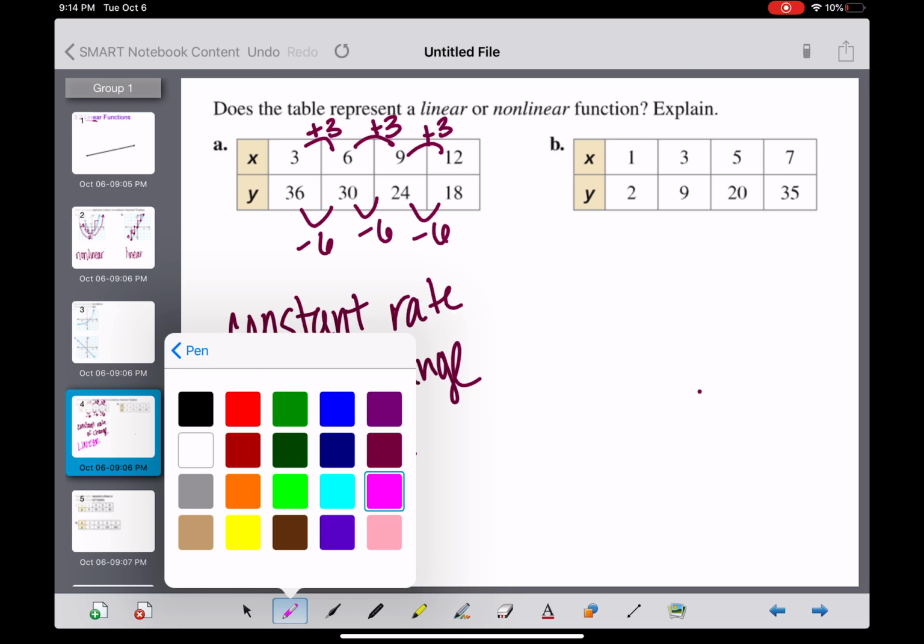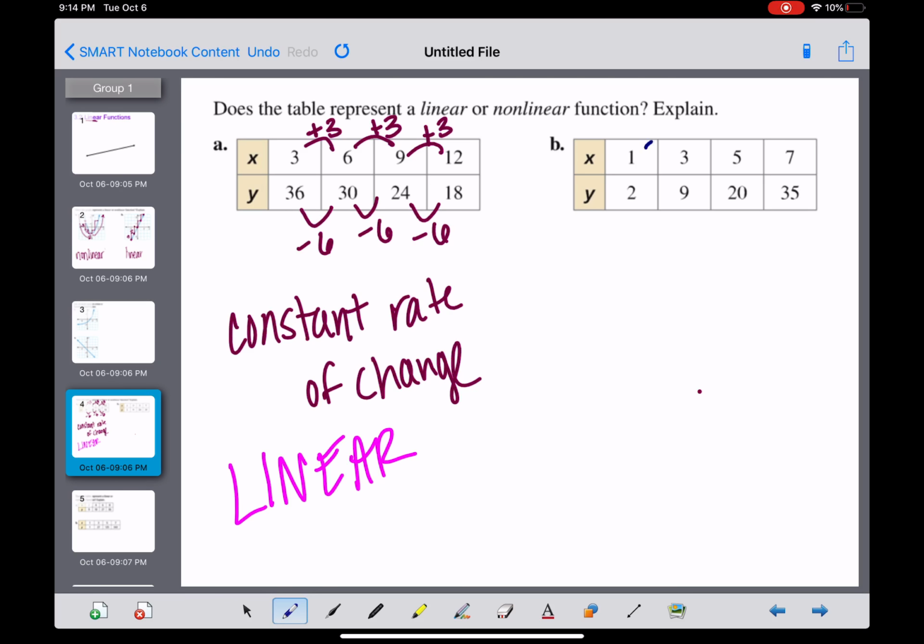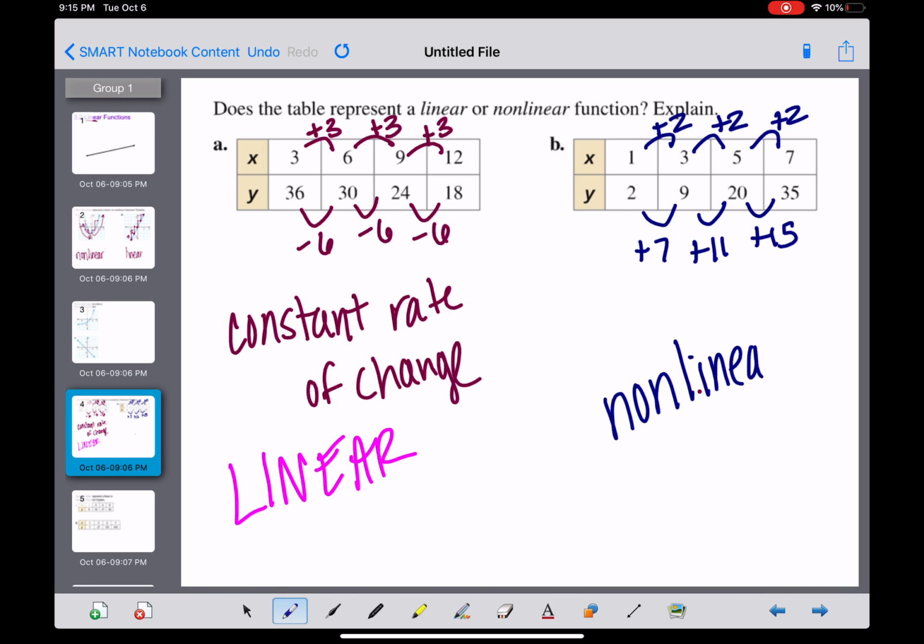I'm going to analyze B the same way. Up by 2, up by 2, up by 2. Perfect. Up by 7, up by 11, up by 15. So this is not constant, so I would say this is nonlinear. Notice, though, that these are both functions because none of our x values repeat.